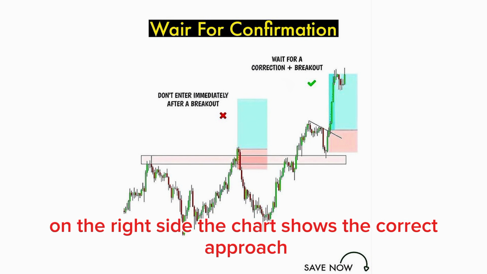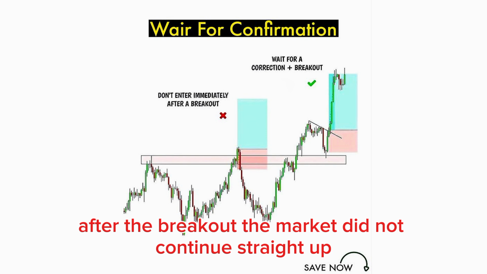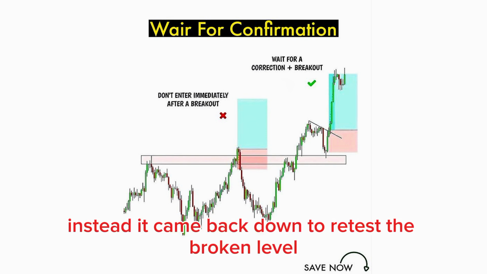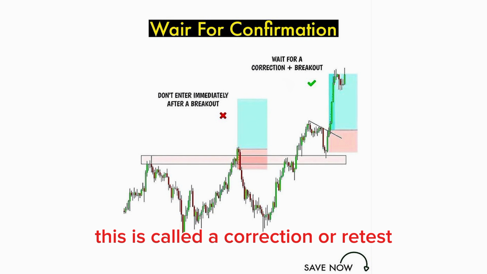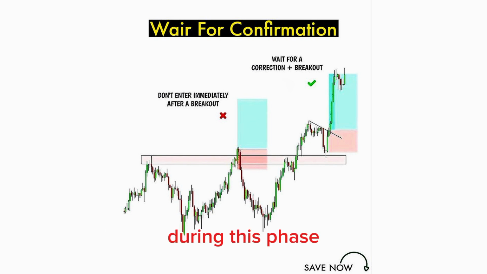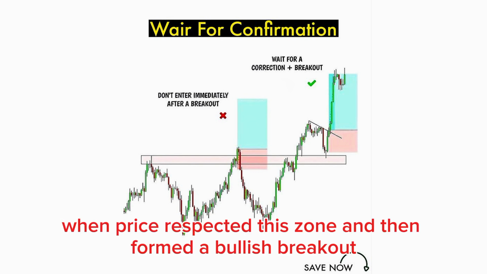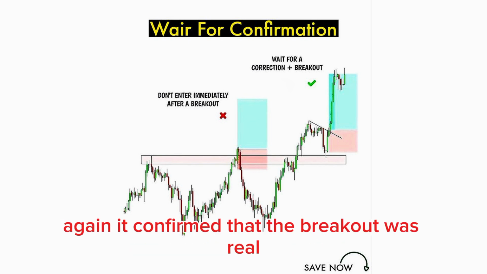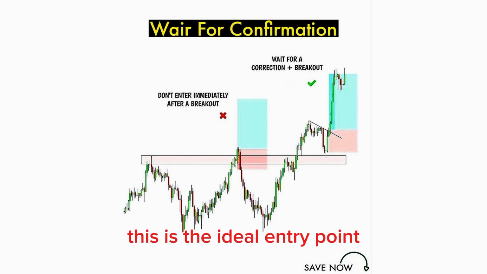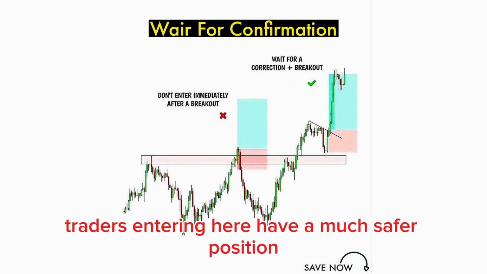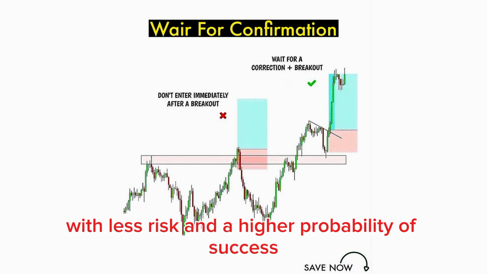On the right side, the chart shows the correct approach. After the breakout, the market did not continue straight up. Instead, it came back down to retest the broken level. This is called a correction or retest. During this phase, the previous resistance turned into a new support zone. When price respected this zone and then formed a bullish breakout again, it confirmed that the breakout was real. This is the ideal entry point. Traders entering here have a much safer position with less risk and a higher probability of success.